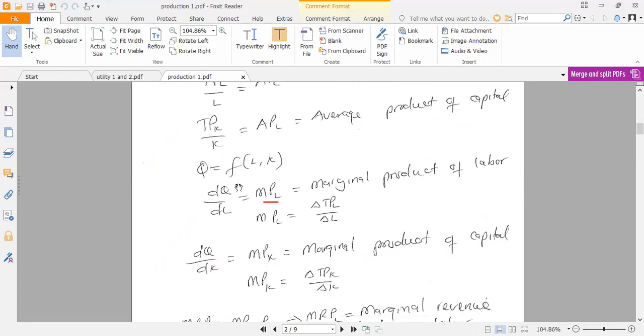When you're differentiating the output with respect to labor and capital, the Q over the L is called the marginal product of labor. It is simply the change in the total product of labor divided by the change in the labor units. When we go to our output with respect to capital, we call that the marginal product of capital.